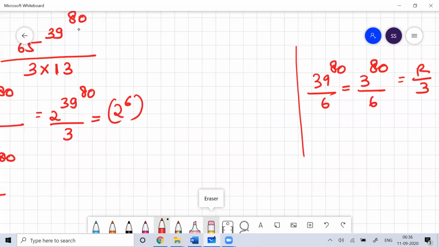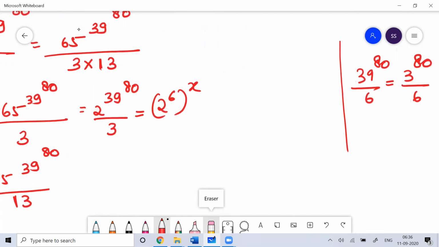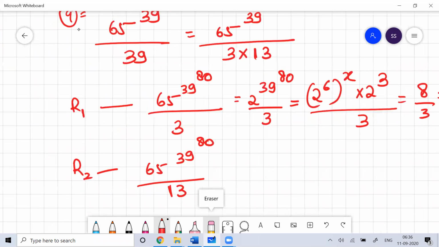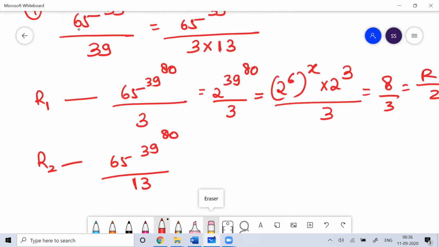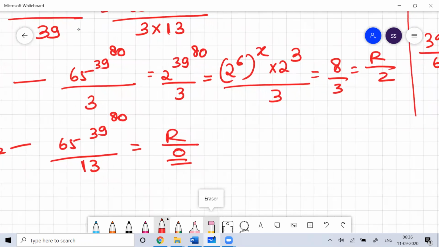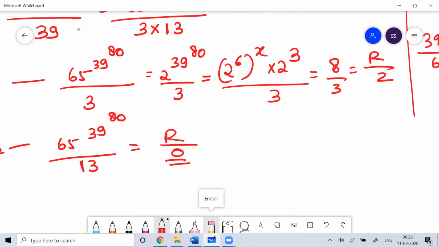So here this is 2 to the power 6x plus 3, and when you divide by 3, this is 8 divided by 3. So here the remainder is 2. Now if you divide by 13, 65 is directly divisible by 13, so the remainder here is 0. So you have to find a number which is divisible by 13, and with 3 gives a remainder of 2. So I can write that number as 3k plus 2, and that should be divisible by 13.